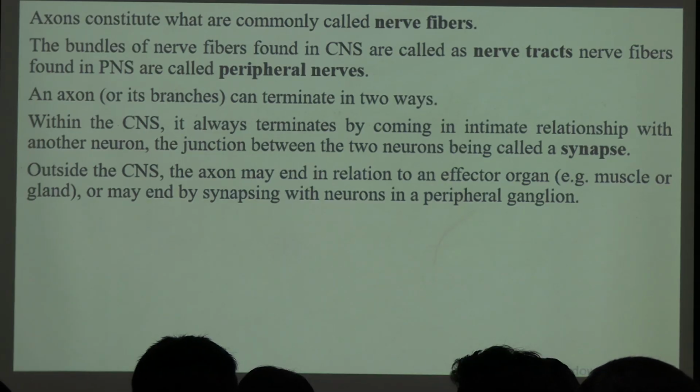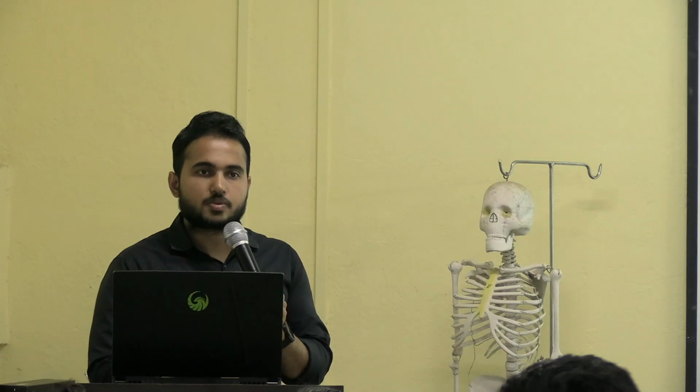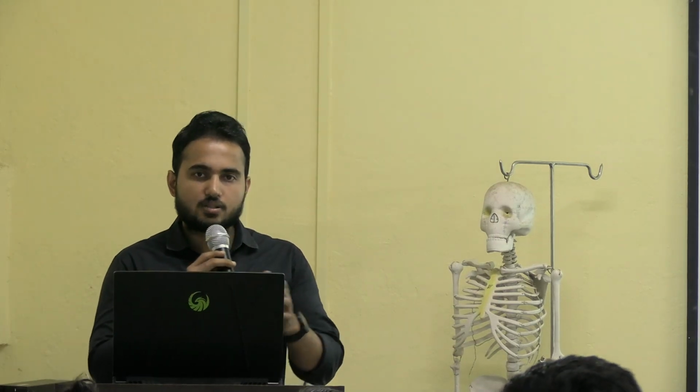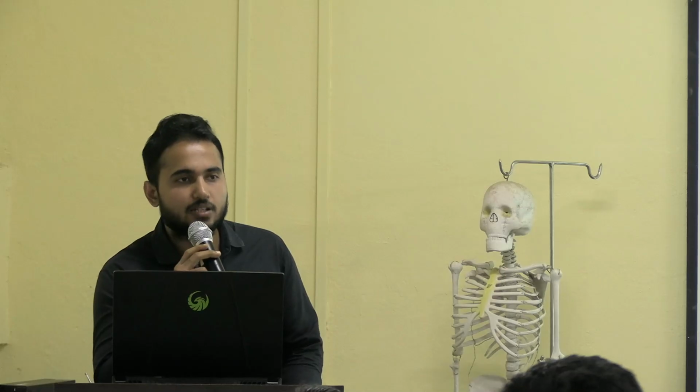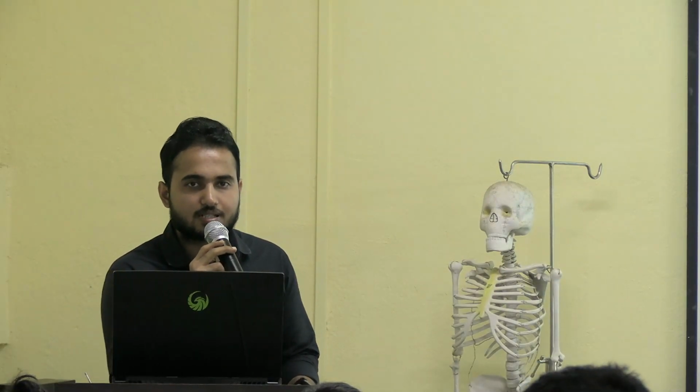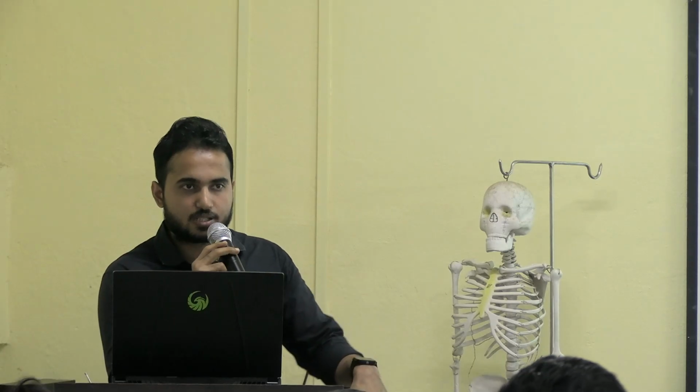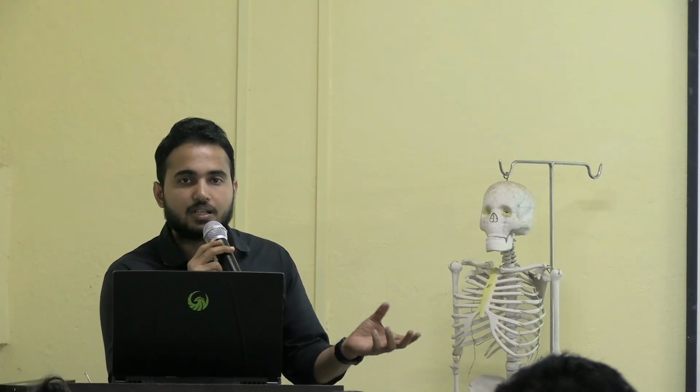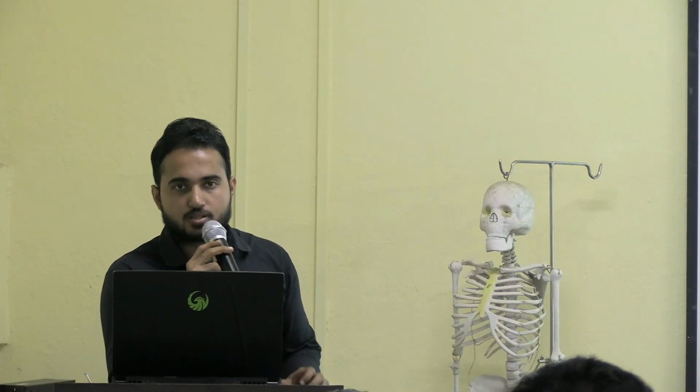These are some important aspects of the axon. For example, axons constitute the nerve fiber, as I mentioned earlier. You have to study the tracts in the case of the spinal cord. When you study the spinal cord, you'll come to know about the tracts, ascending tracts and descending tracts. Those are nothing but a collection of the nerve fibers.